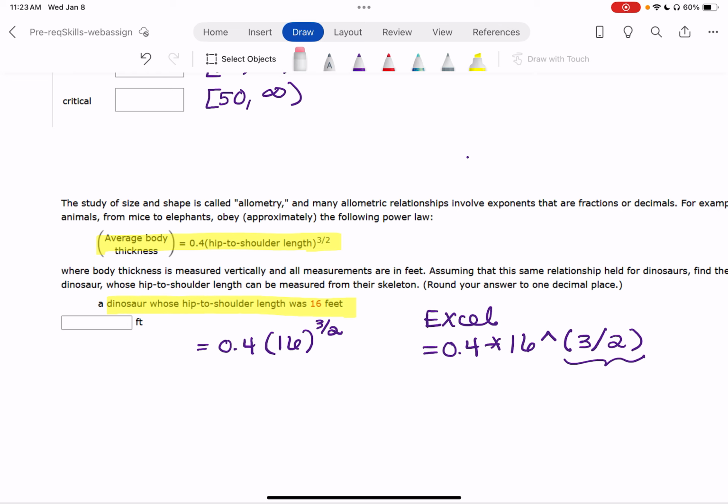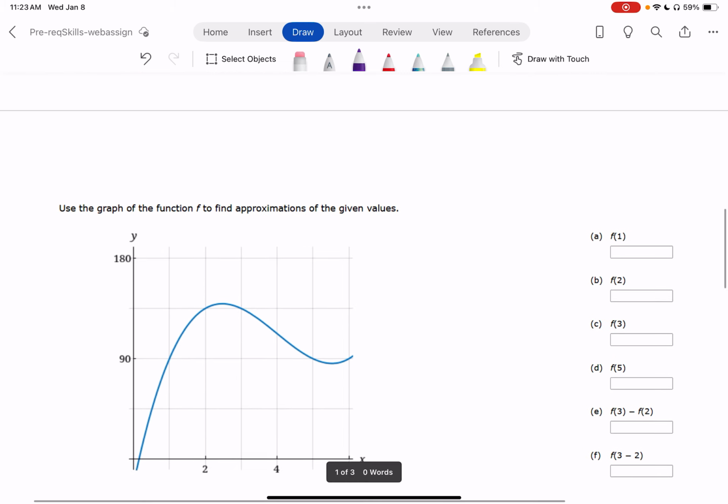All right, so we don't want to do it like this. Get that out of there. Okay, we want to make sure we're using the parentheses around that exponent. Okay, and so you'll just put that into Excel and then hit enter, and you should get 25.6. Okay, and then that is feet. You can see WebAssign has that unit in there for you. But practice keying it into Excel is good practice to make sure things are working okay for you.